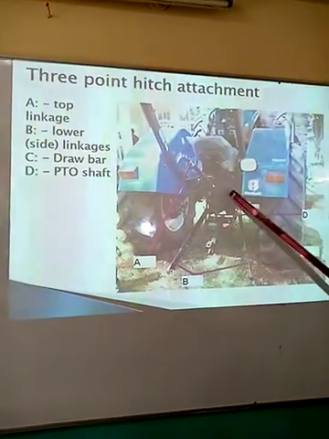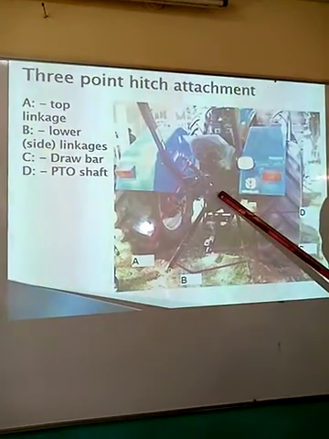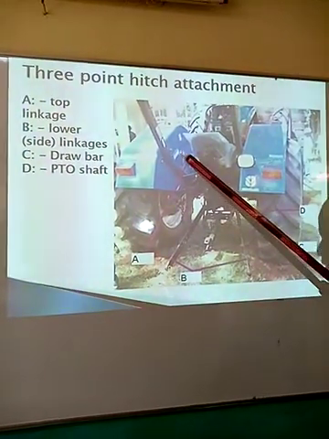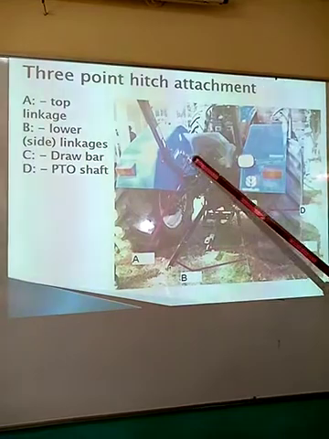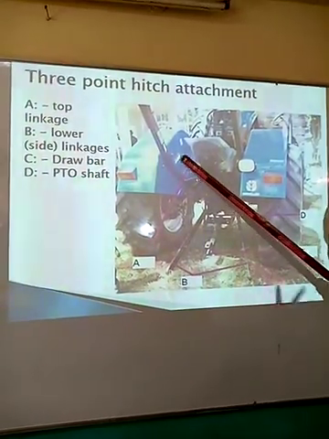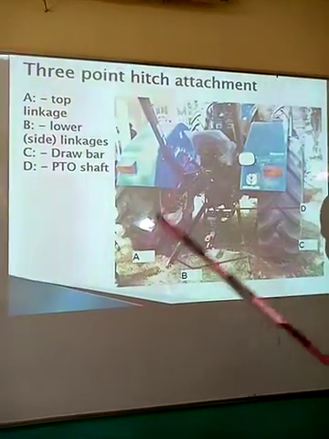The 3 linkages: there is a top linkage. If you can see this rod here, it is the top linkage, which we can also call the top link. We've labeled it here as A.